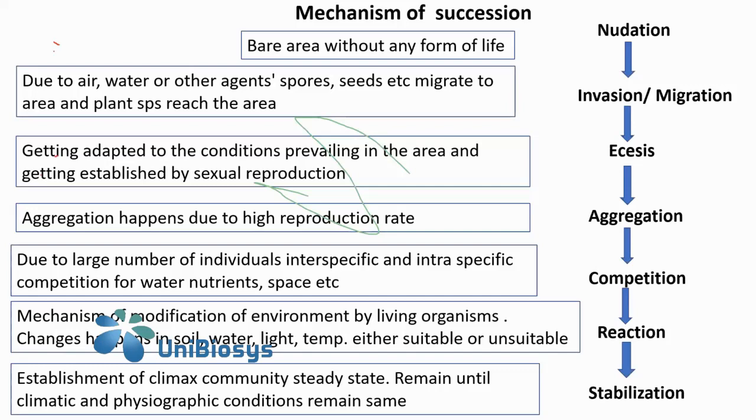Okay. So mechanism of succession, as I told you, there is a bare area, nudation. Nude means what? Nothing is there, bare. So nudation means bare area without any form of life. So that is the first stage, nudation. So in that nude area or bare area, some spores or some seeds of plants or fungus, lichens or whatever it is, get migrated or invaded to that bare area with the help of what?